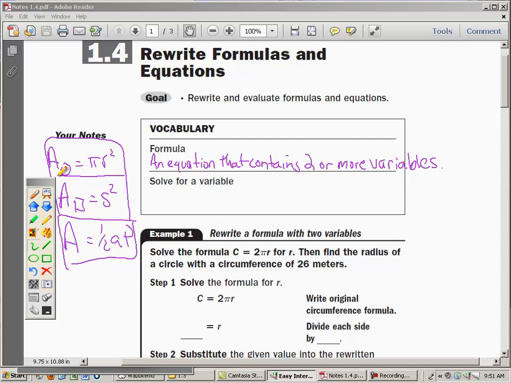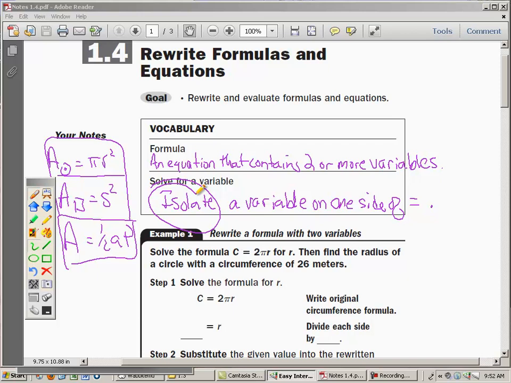All right. To solve for a variable essentially says to isolate a particular variable on one side of the equals. And again, think about the word isolate. That means all by yourself. So we want to try to get that variable all by itself on one side of the equation.